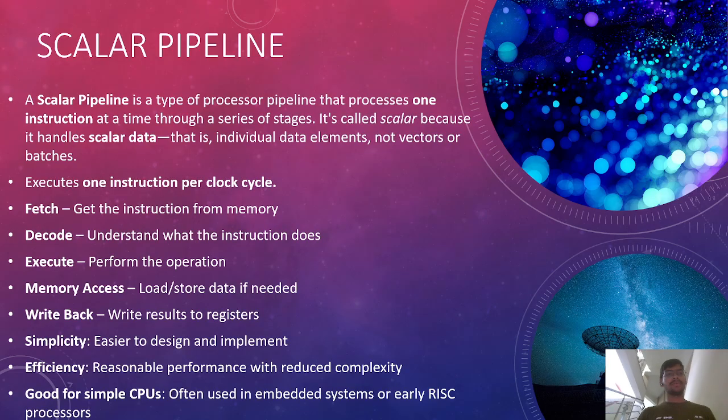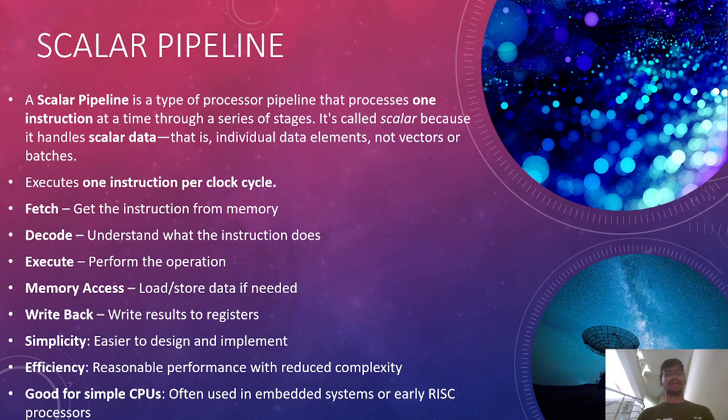I'm going to teach you the limitations of scalar pipeline architecture. So, what is a scalar pipeline? A scalar pipeline is typically a processor pipeline that processes one instruction at a time through a series of stages. You can only execute one instruction per clock cycle. It's called scalar because it handles scalar data, that is, individual elements, not vectors or batches. So that's about the scalar pipeline.